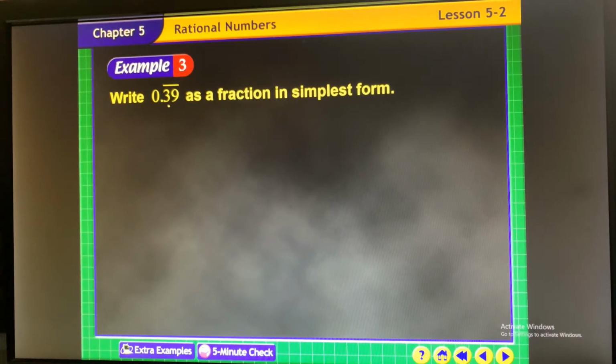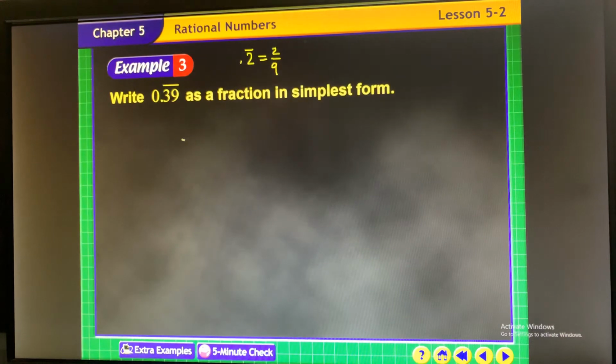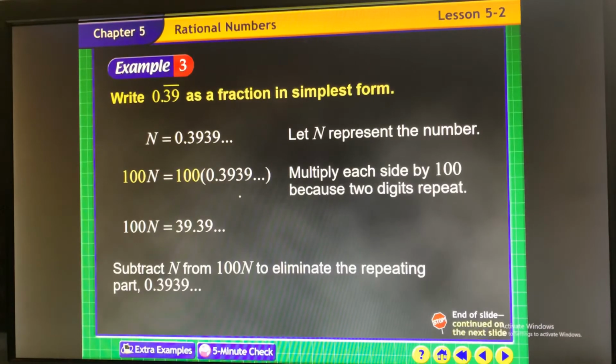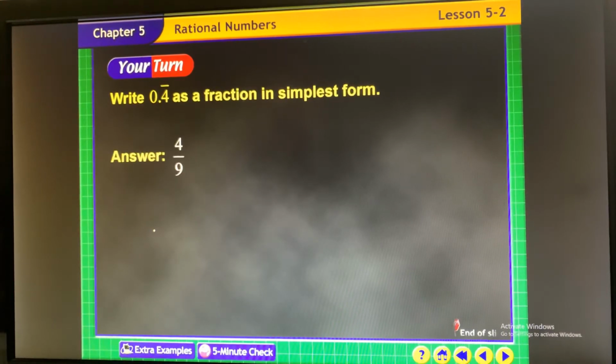If one number repeats, if you remember your benchmark fractions, it's over 9. So if it was 2 repeating, your answer would be 2/9ths. If 2 numbers repeat, then it's over 99. If 3 numbers repeat, then it's over 999. There's a whole process for doing it, but I really only need you to know that if 2 numbers repeat, it's over 99, and if 3 numbers repeat, it's over 999. If 1 number repeats, it's only over 9, okay? You don't need to know the process right now. And then you would simplify that. 1 number repeats, 4/9ths, benchmark.